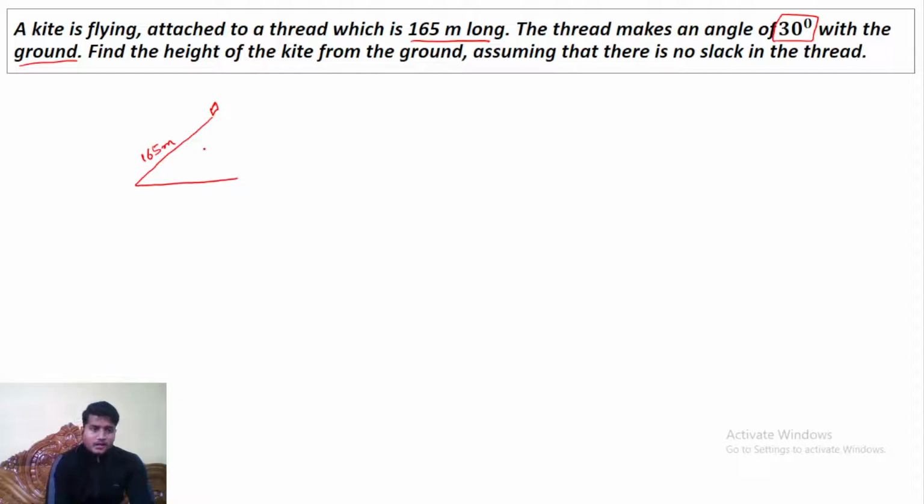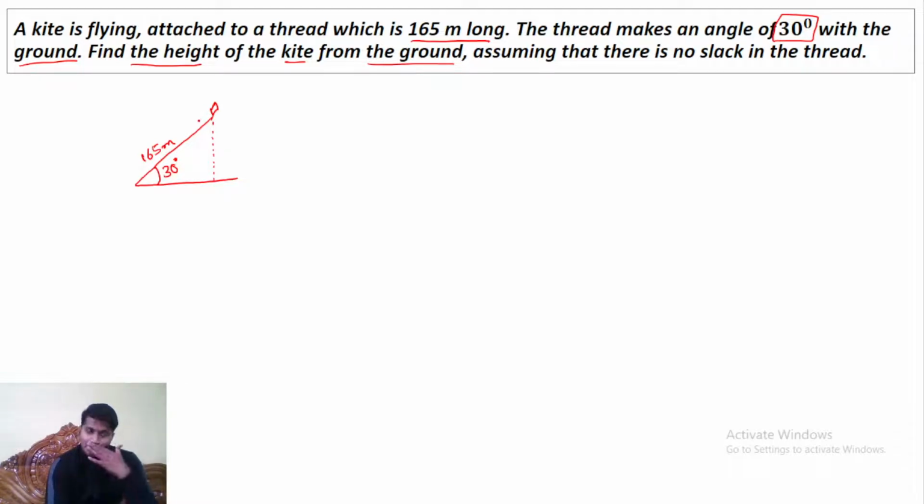Now this 165-meter long thread is the line of sight through which an observer is observing the kite from the ground. So this line of sight is making an angle of 30 degree with the ground. In the question they have asked to find the height of the kite from the ground. That means we need to find this height of the kite from the ground.